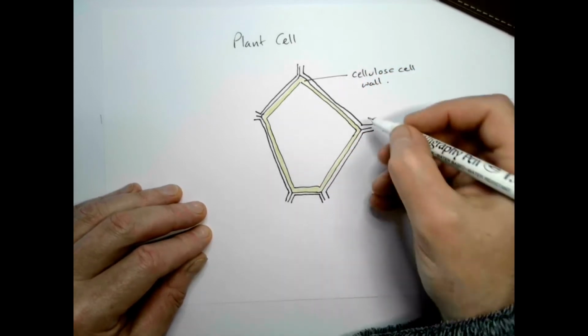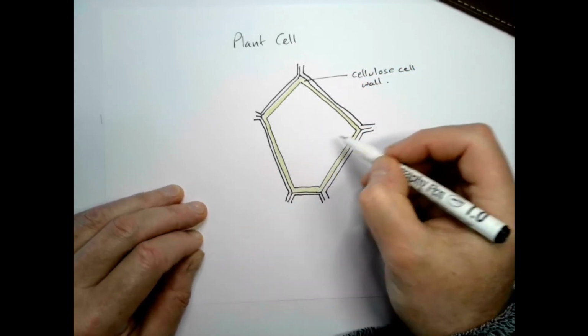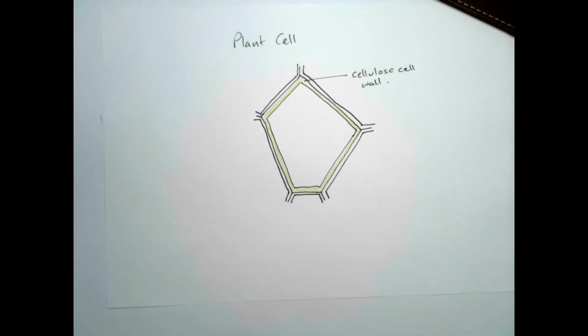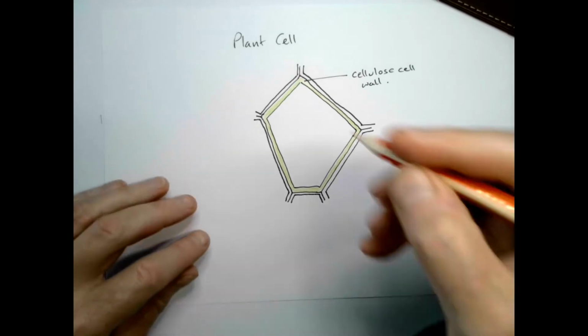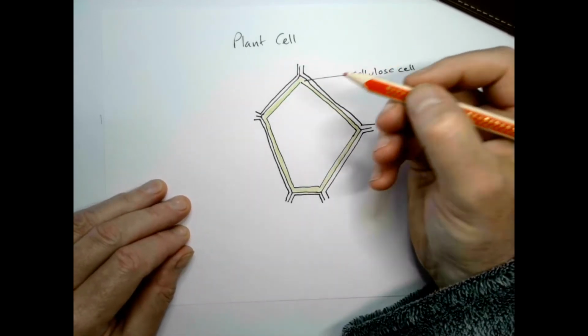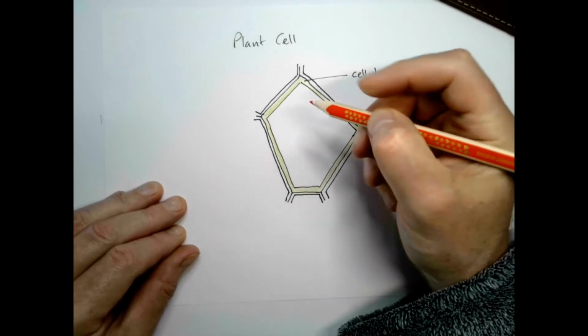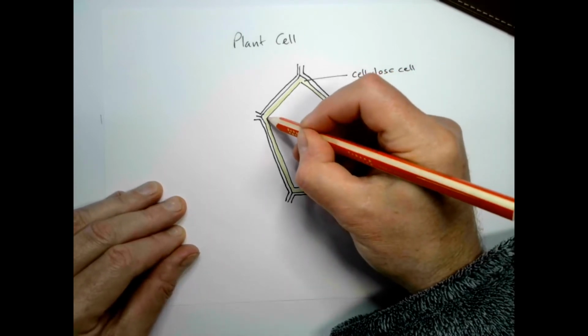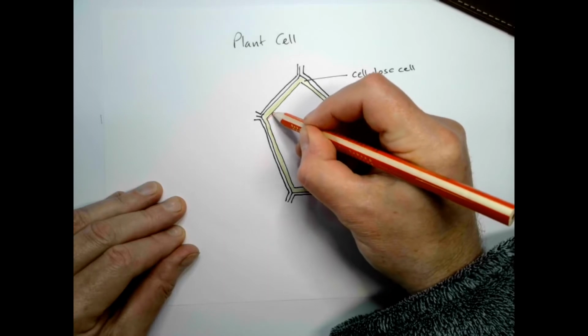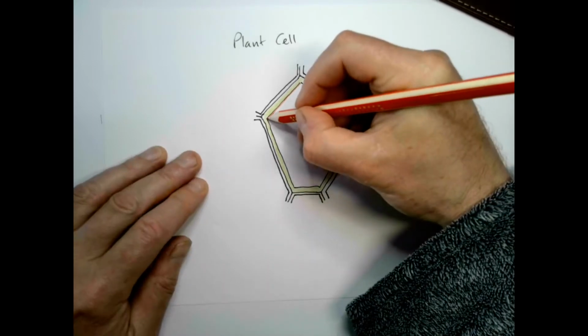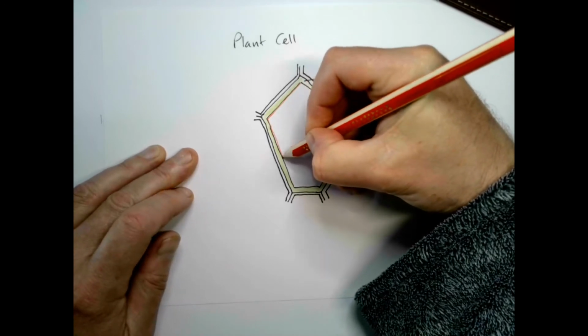So we've got the cellulose cell wall. Now, what is it that stops things from getting in and out of the cell? Well, that is the job of the cell membrane, which I'm going to try and draw in a different color. Now, the cell membrane you can't see in a microscope. It's too thin. It's only a few molecules across. But I'm going to represent it in this cell with a red line just inside the cell wall.